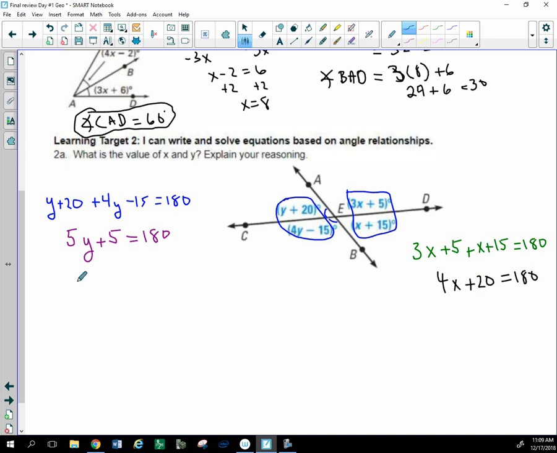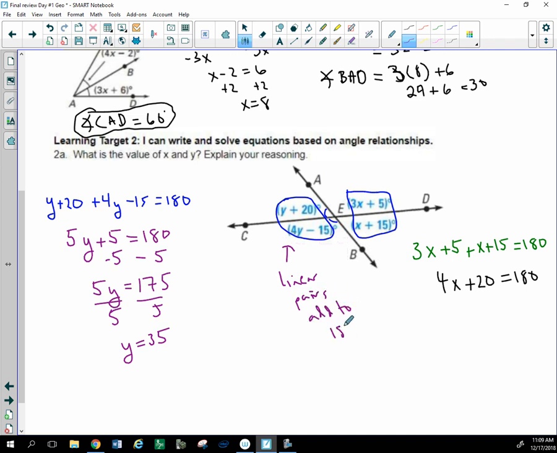Okay, so I'm going to stop going simultaneously now and just solve one equation, and then I'll get the other value as well. I'm going to subtract 5 across the equal sign, and so 5y will equal 175. Then when I divide by 5, y comes out to be 35. My reasoning for this is that these are linear pairs, and linear pairs add to 180 degrees.